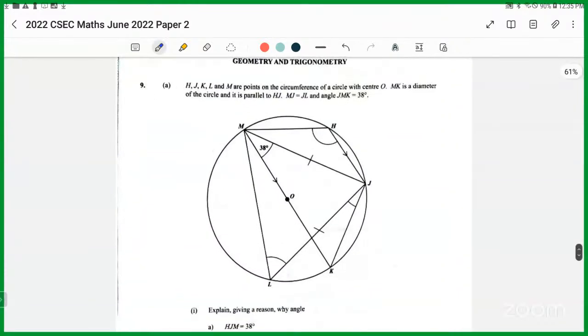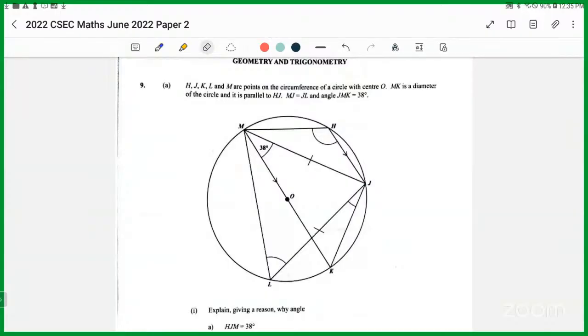This one says H, J, K, L, and M are points on the circumference of a circle, center O. MK is a diameter. That's a diameter. Remember, a diameter subtends 90 degrees at the circumference, right? So right now, the diameter subtends this angle at the circumference. So you know right away that this angle over here is 90 degrees.